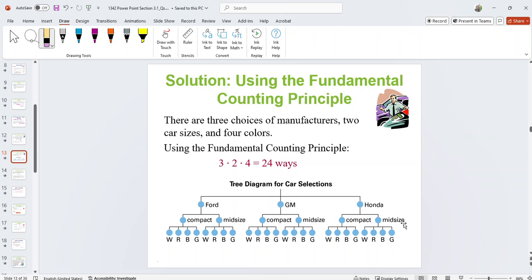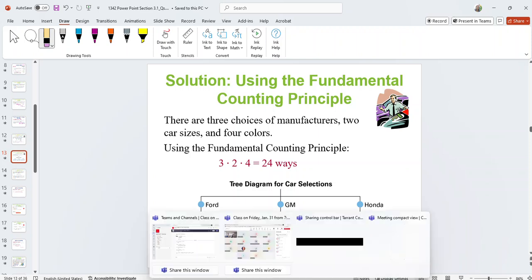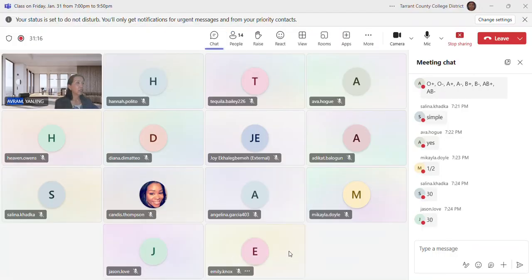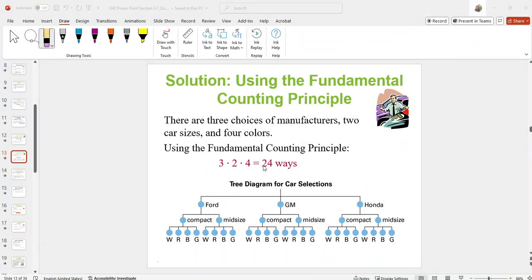Any questions? Any question on how to draw the tree diagram? We're gonna drop some later on, okay?